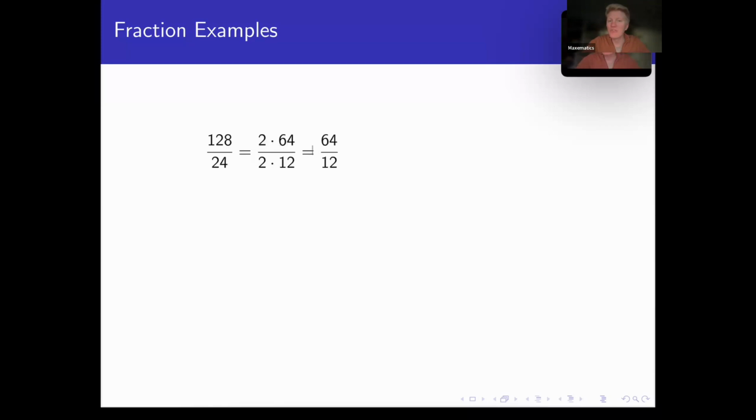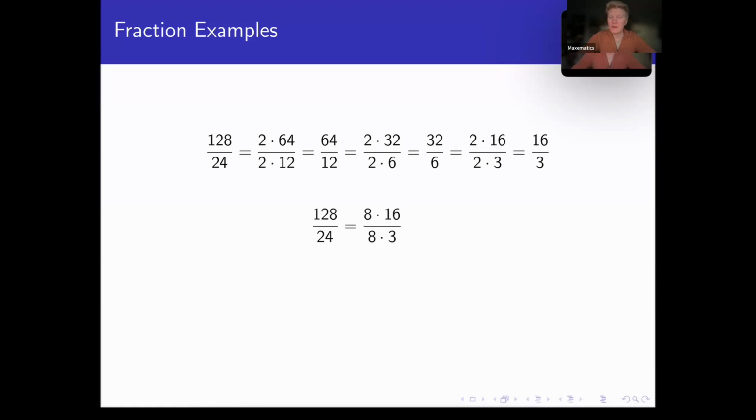Okay, so maybe you don't see what 64 and 12 are both divisible by. Well, we can divide both of them by 2 again. And 32 divided by 6, same thing, we can do it one more time. So we just get 16 over 3. But doing it by 2 isn't necessarily the only way to go about doing this. If you see right away that both of them are divisible by 8, go for it. The bigger you can divide by, the better, the less steps it's going to take.